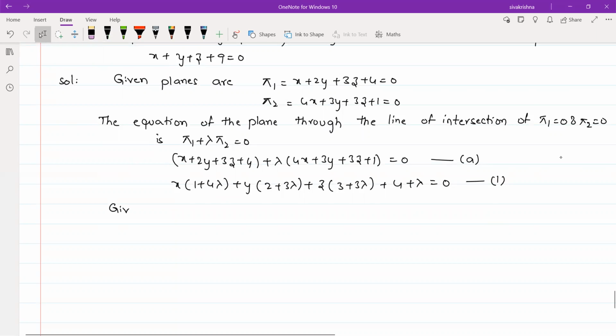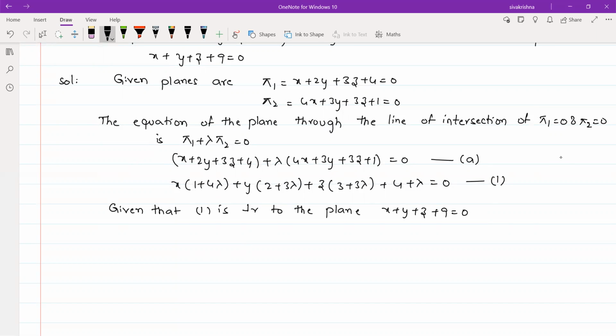Given that equation 1 is our required plane, it is perpendicular to the plane. The given plane equation, the third one, is x plus y plus z plus 9 equals 0. This given plane is perpendicular to our required plane. We have already discussed that whenever two planes are perpendicular to each other, we have the condition a1 a2 plus b1 b2 plus c1 c2 equals 0. We can use that condition.